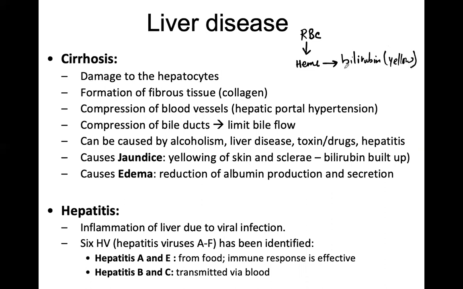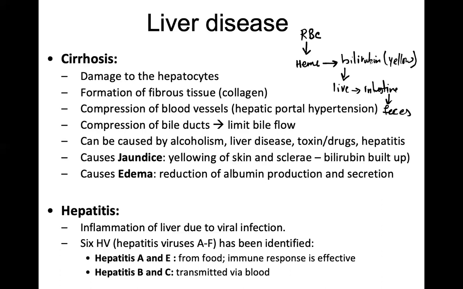The job of your liver is to process it: it goes to your liver, through your intestine, and is eventually removed as feces. Now, if your liver is not working fine, bilirubin stays in your system, and because it's yellow, it causes the yellowing of the skin and the sclera of the eye.